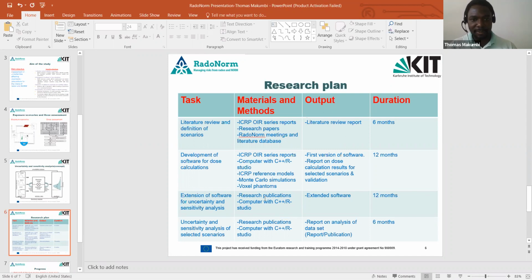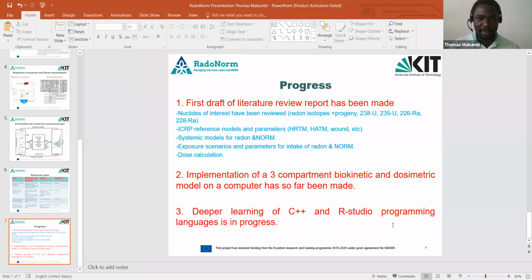Then I'll extend the software to cater for uncertainty and sensitivity analysis. Still, I'll use similar materials and methods as in the second objective, and the output will be the extended software. Then finally, I'll do the sensitivity analysis for the selected scenarios. Now, these selected scenarios will have to be agreed on by the RadoNorm group. So the output will be a report or a publication, and that may take about 6 months.